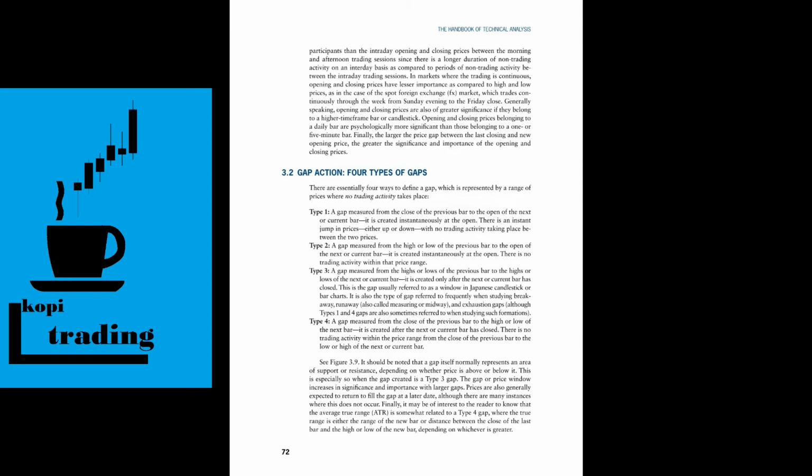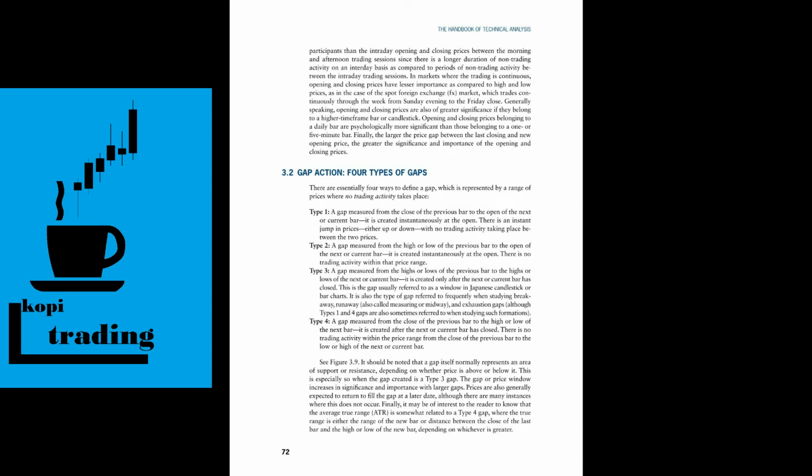3.2 Gap action, four types of gaps. There are essentially four ways to define a gap, which is represented by a range of prices where no trading activity takes place. Type 1, a gap measured from the close of the previous bar to the open of the next, our current bar. It is created instantaneously at the open. There is an instant jump in prices, either up or down, with no trading activity taking place between the two prices. Type 2, a gap measured from the high or low of the previous bar to the open of the next or current bar. It is created instantaneously at the open. There is no trading activity within that price range.